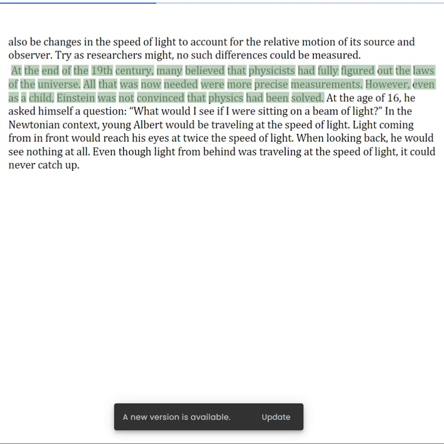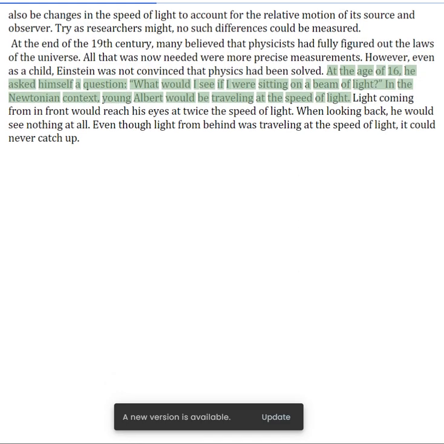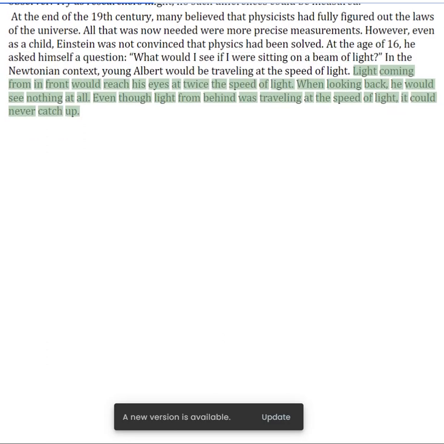However, even as a child, Einstein was not convinced that physics had been solved. At the age of 16, he asked himself a question: what would I see if I were sitting on a beam of light? In the Newtonian context, young Albert would be traveling at the speed of light. Light coming from in front would reach his eyes at twice the speed of light. When looking back, he would see nothing at all. Even though light from behind was traveling at the speed of light, it could never catch up.